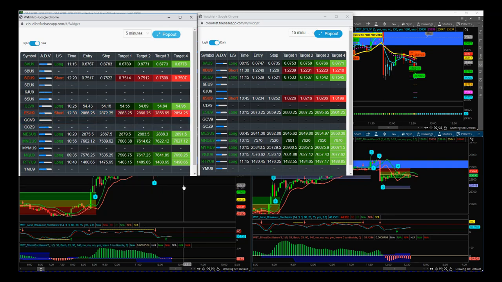So very, very simple. You can detach them, move them around any screen you want to, have them there, audible alert, screens, 5 and 15 minute on all the major futures contracts that most traders trade, and also now some of these new micro e-mini futures contracts as well.